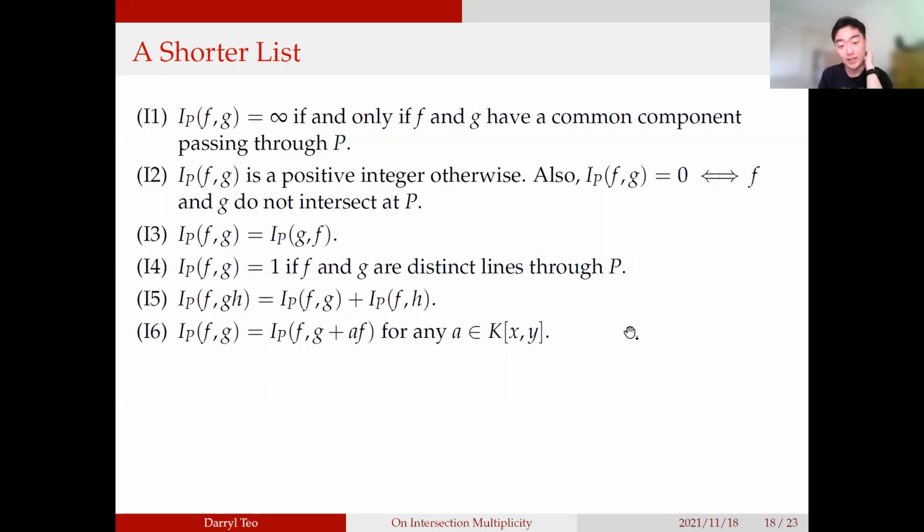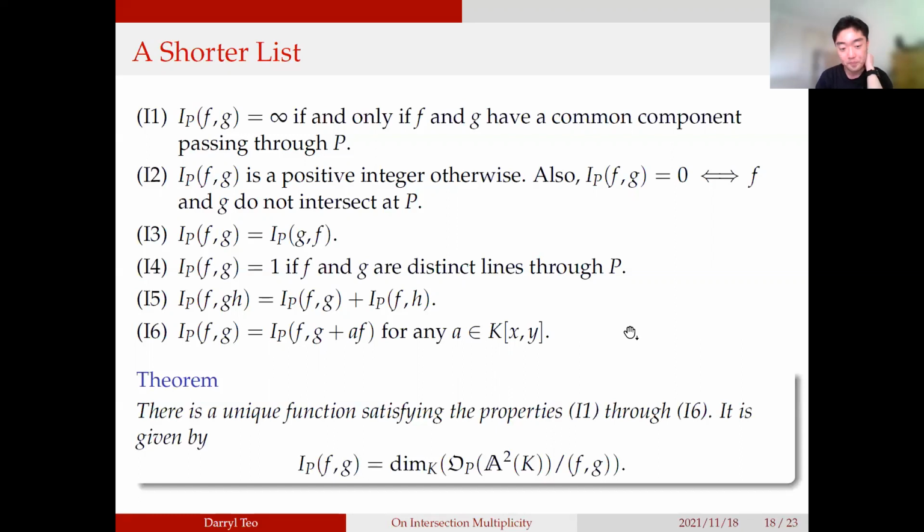And now I can state the existence and uniqueness theorem. There is a unique function, the intersection multiplicity, which satisfies these 6 properties, and it is given by this. This is the local ring definition: the dimension of the local ring quotiented by the ideal of F and G. Now, you could have easily put the resultant or the branch calculation here. I'm just using the local ring because it's the easiest to write down, even though it looks pretty terrible.